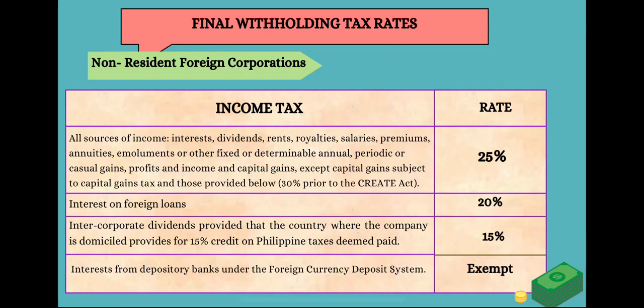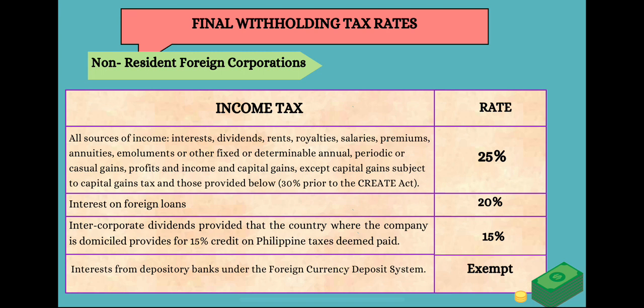Now let's move to the table of non-resident foreign corporation with their final withholding tax rate. So the first one is all sources of income such as interest, dividends, rents, royalties, salaries, premiums, annuities, emoluments, or other fixed or determinable annual, periodic or casual gains, profits, and income and capital gains, except capital gains subject to capital gains tax, and those provided below, are subjected to a final withholding tax rate of 25%.